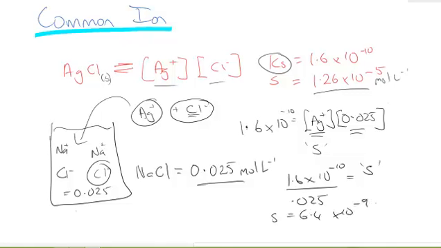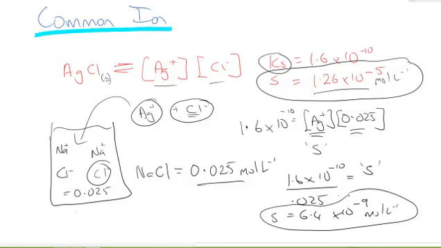Now, we can make a comparison between these values. This was the solubility in water, and this is the new solubility in a solution that already has a concentration of sodium chloride, and we can see that solubility has decreased significantly, which is what we would expect. Okay, so that's how you do some of the common ion calculations.